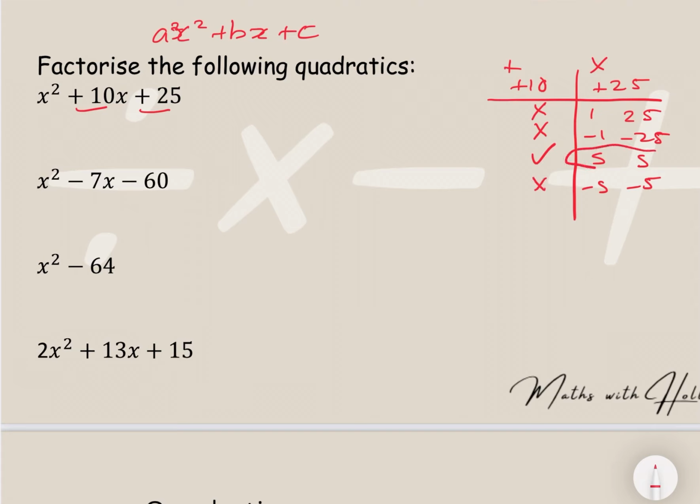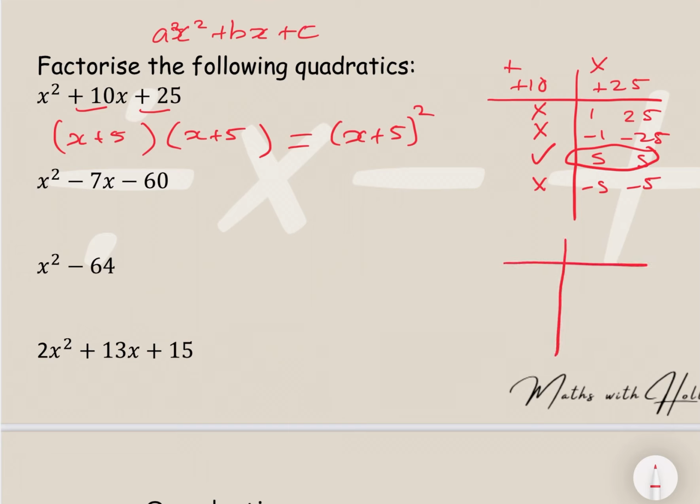So that tells me that these two numbers work for 25 and 10, and that means if I factorise, I'm going to have double brackets, and both of my brackets are going to have x plus 5 in. So x plus 5 and x plus 5. And I can simplify that to x plus 5 squared. So that is just factorising when it comes to quadratics.